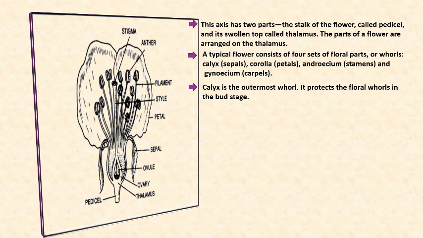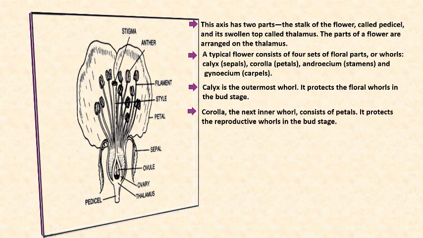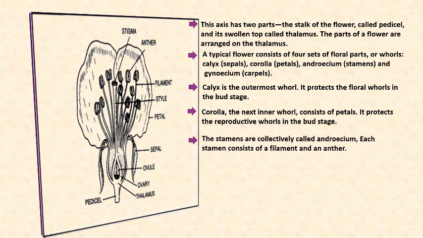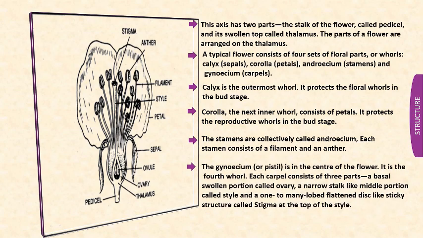Calyx is the outermost whorl. It is green in color. It protects the floral whorls in the bud stage. Corolla is next to the calyx, the second whorl. It is colored in nature. Basically, it is colored to attract insects during pollination. It protects the reproductive whorls. The stamens are collectively called androecium. Each stamen consists of filament and anther. The pistil is the female part of the flower.